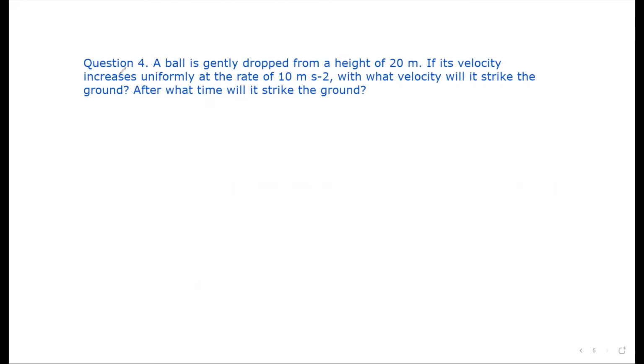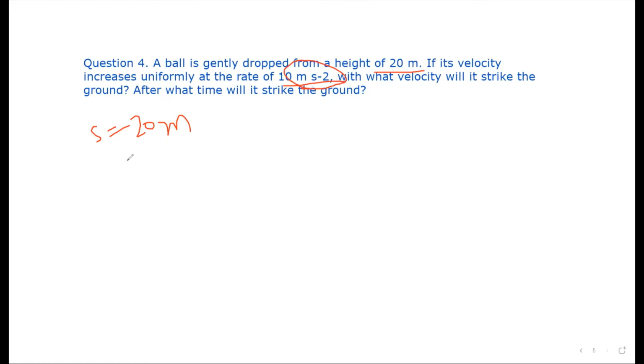So question number 4 says: a ball is gently dropped from a height. The height is 20 meter. So this is S equals 20 meter. Velocity increasing uniformly at the rate of this. Don't be confused in this question that it is written velocity. It is not velocity. You have to check. It is written velocity at the rate, and the unit is also written over here.